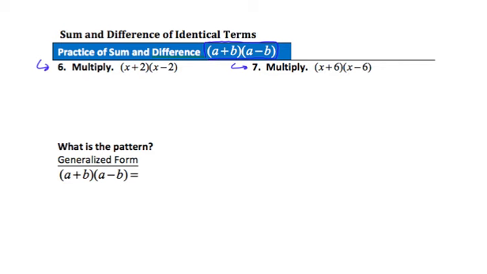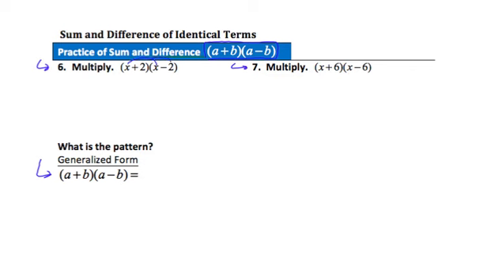Okay. Question 6, we're just going to multiply this through. So the first thing I would do is distribute the x. So that's going to give me x squared minus 2x. Now I'm going to distribute the positive 2, and that's going to give me plus 2x minus 4. Now I'm looking for like terms to combine, the middle terms right there. And so negative 2x plus 2x is going to give me 0. So all I'm left with there is x squared minus 4.